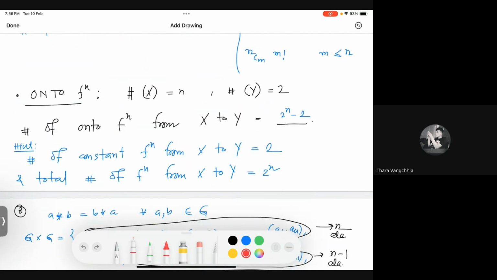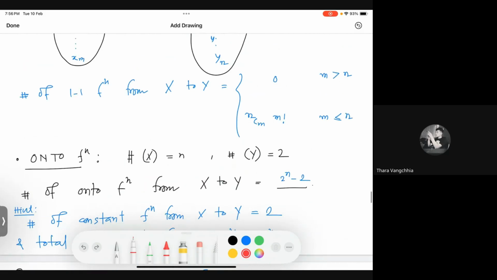See, for a particular example, if the codomain has only two elements, then it is very easy. What is the meaning of an onto function? Do you know the definition of an onto function? Every element in the codomain has a pre-image.